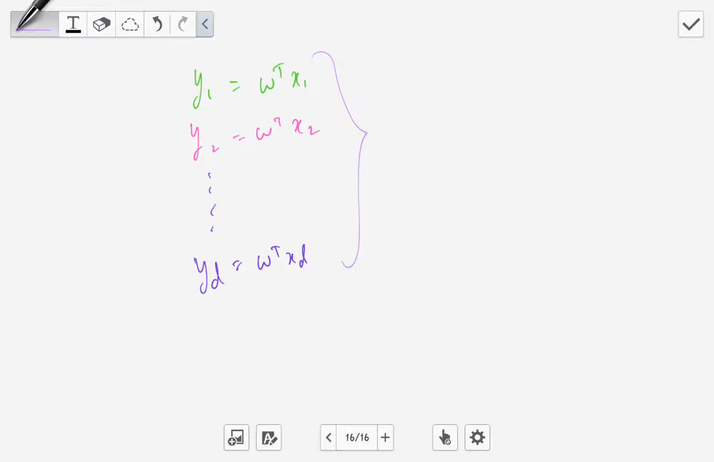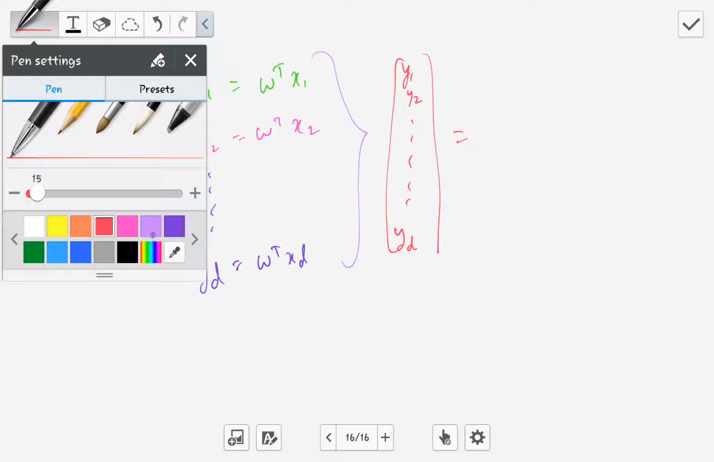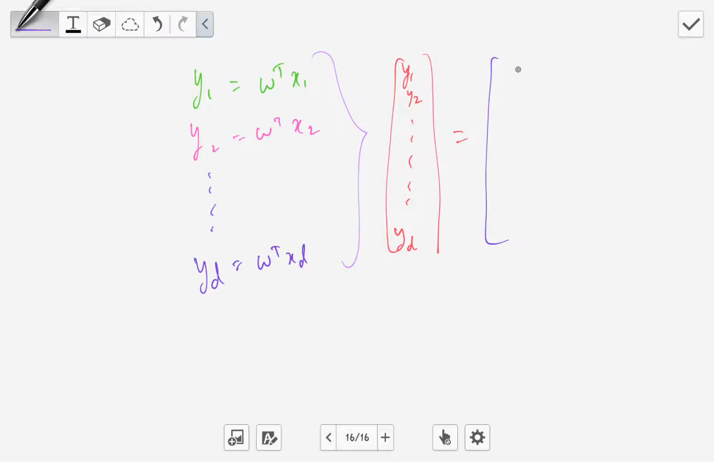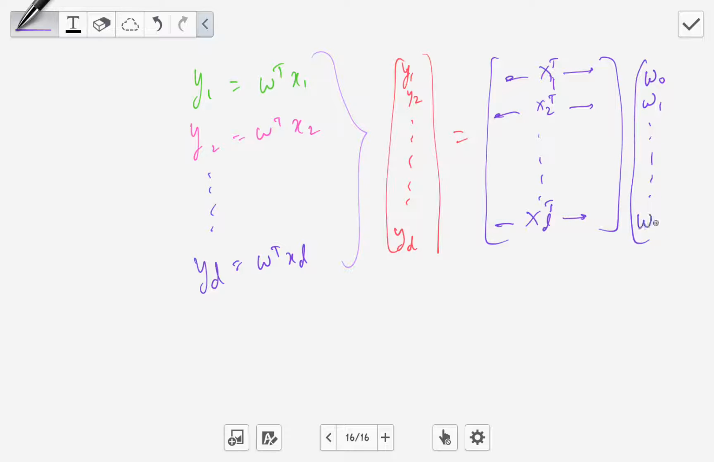Now we will write this in vectorial form. y1, y2, so on up to yd is equal to x1 transpose here, x2 transpose here, so on up to xd transpose times w0, w1, wd. Can I do this? Yes, because w transpose x1 is equal to x1 transpose w, because this is a scalar.